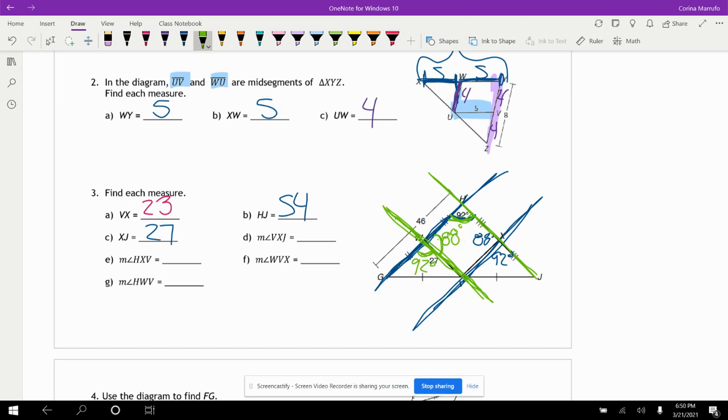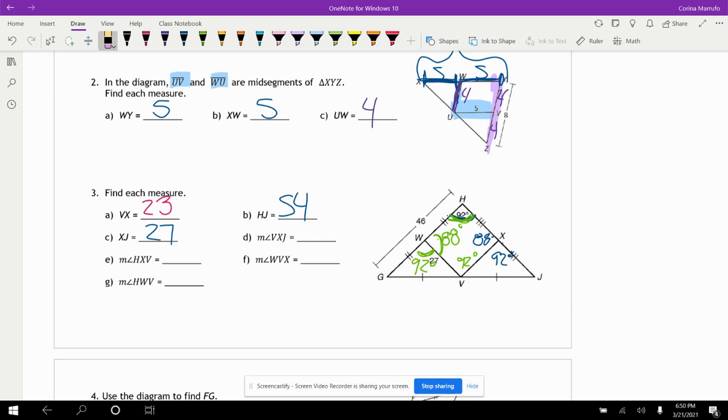All right, then lastly, if this angle here is 92, this one should also be 92 because they're alternate interior angles. So I believe using our parallel lines cut by transversals, that's as many angles as we can find out.